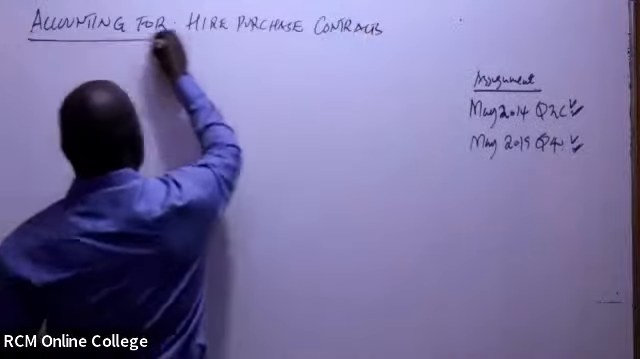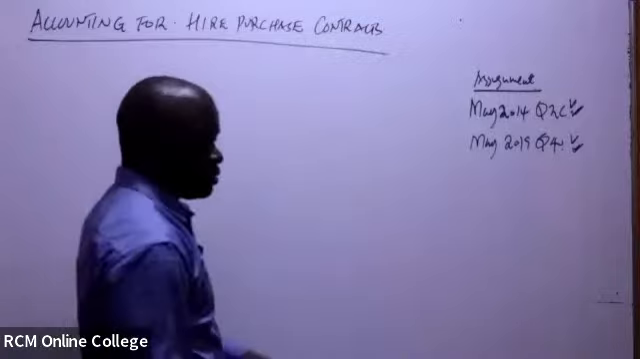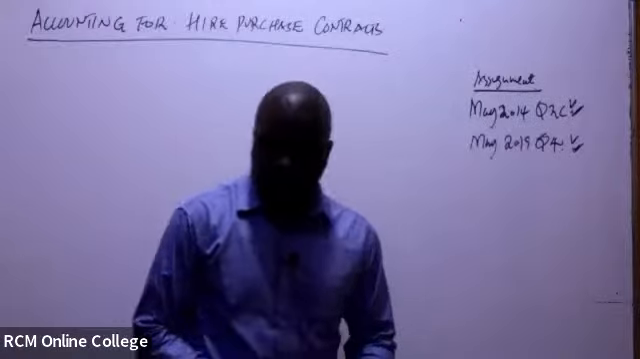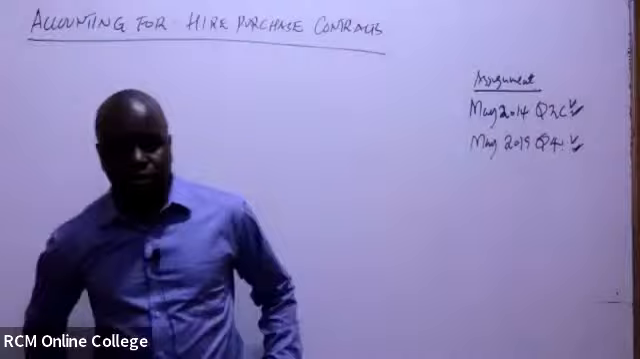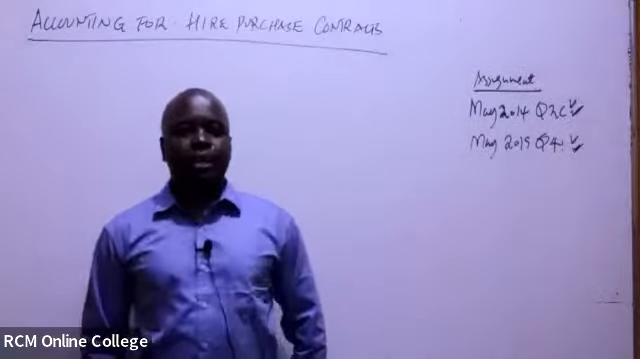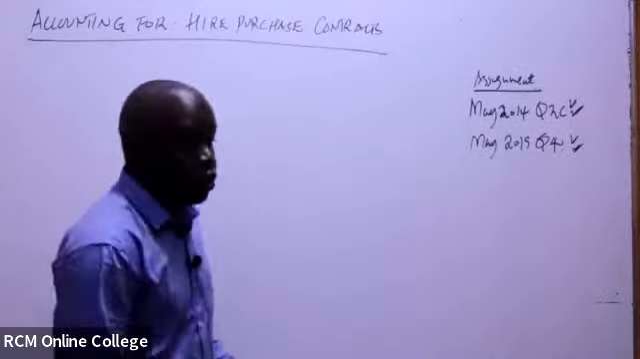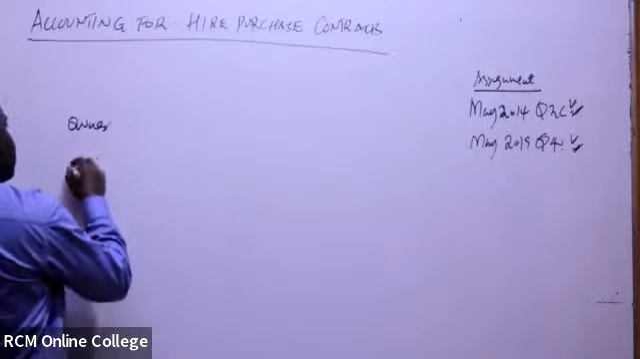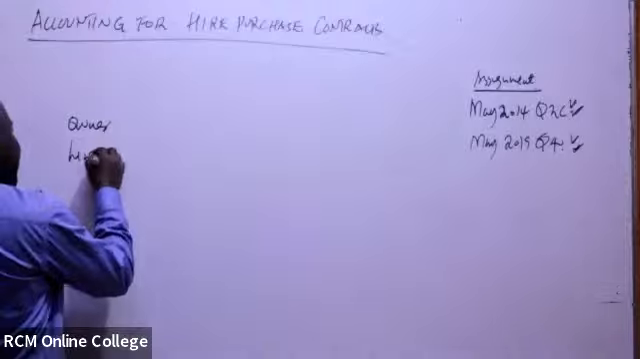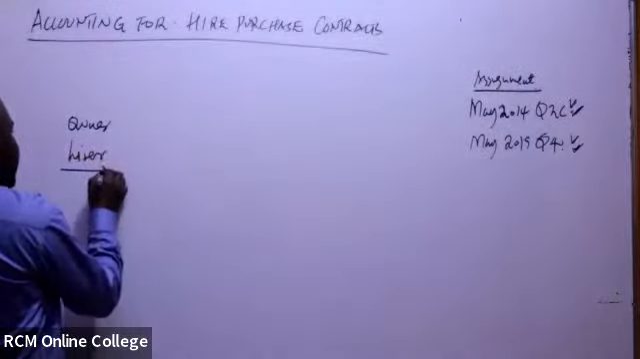Accounting for hire purchase contracts. When you talk about a hire purchase contract, this is an agreement or a contract between two parties. One of the parties is known as the owner of the goods, while the other party is known as the hirer.